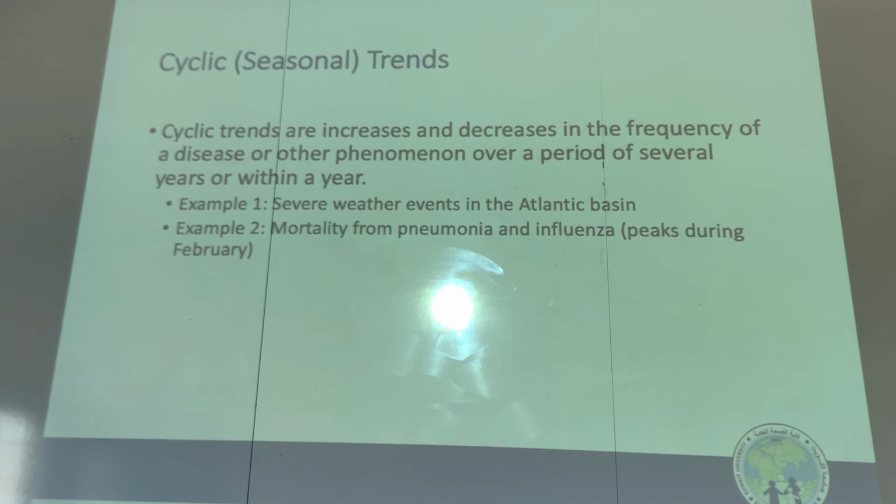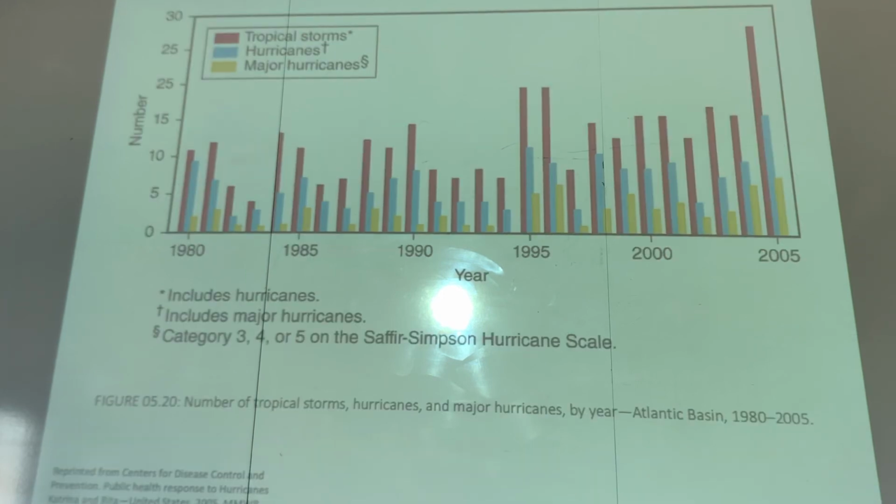Cyclic trends increase and decrease clearly, like influenza on a yearly basis. Severe weather events in the Atlantic Basin, mortality rate of pneumonia and influenza peaks during February. So this is what they call cyclic. It typically goes up, goes down, goes up, goes down, goes up, goes down.